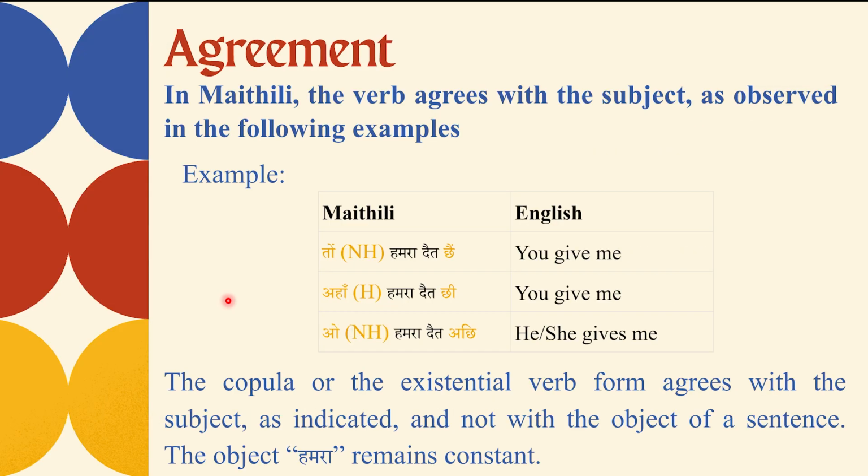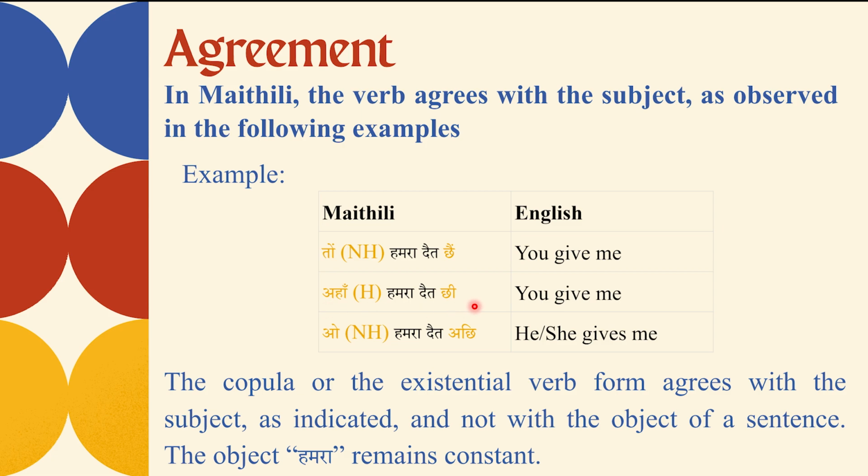In Maithili, the verb agrees with the subject as observed in the following example. So, let us say for example, here we say तो हमरा दैत छै, you give me. अहाँ हमरा दैत छी, you give me. ओ हमरा दैत अछि, he or she gives me. Now, see here, the auxiliary verb chai, chi and achi are different because the subject has changed. So, the first one is non-honorific tou, you, and in the second one, aha, which is honorific, and that is why the verb is chi.